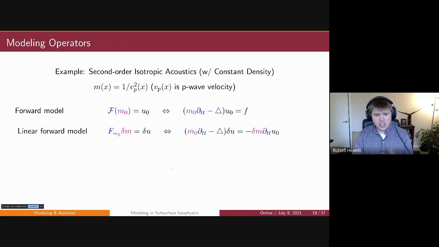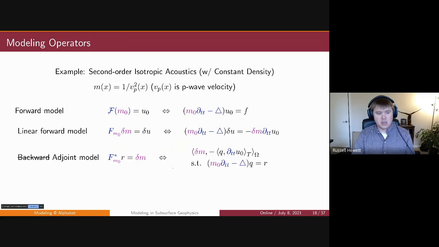I can take that same thing and linearize it, or use Born modeling, and come up with the linearized version of the wave equation. You'll notice that the operator here doesn't change, but this maps perturbations in the model to perturbations in my data. And then from here I can derive the adjoint model, which would often be called the backward model, but it's very important to refer to it correctly because while this equation can be run backward in time, in general that is not always an assumption that we have.